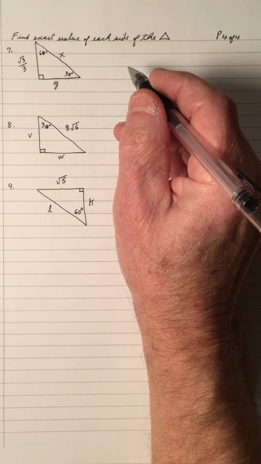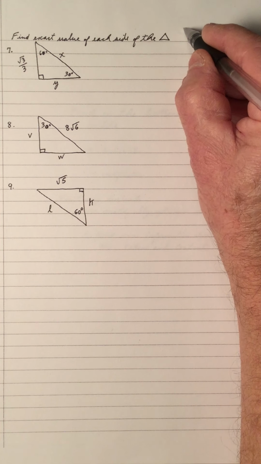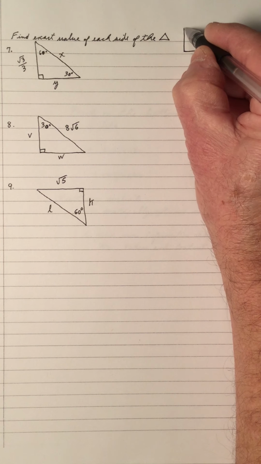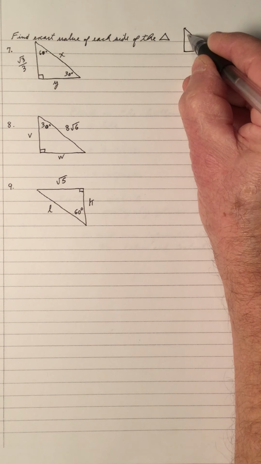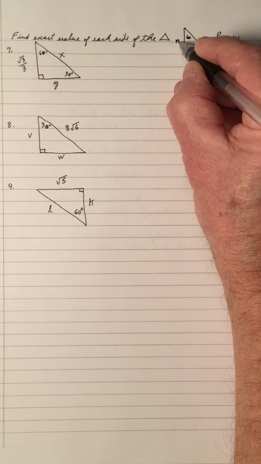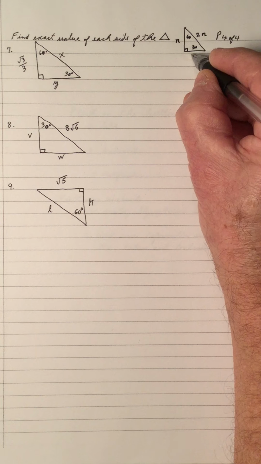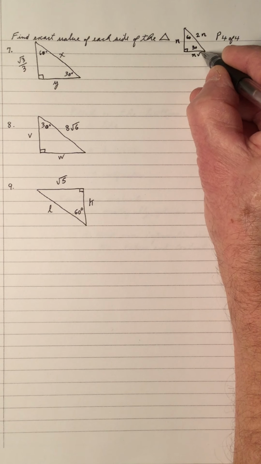And number 7. Let's draw our triangle so we won't get confused. Let's see, what's our triangle? There we go, 30, 60, 90. So n is opposite to 30. 2n is opposite to 90, the hypotenuse. And opposite to 60 is n root 3.